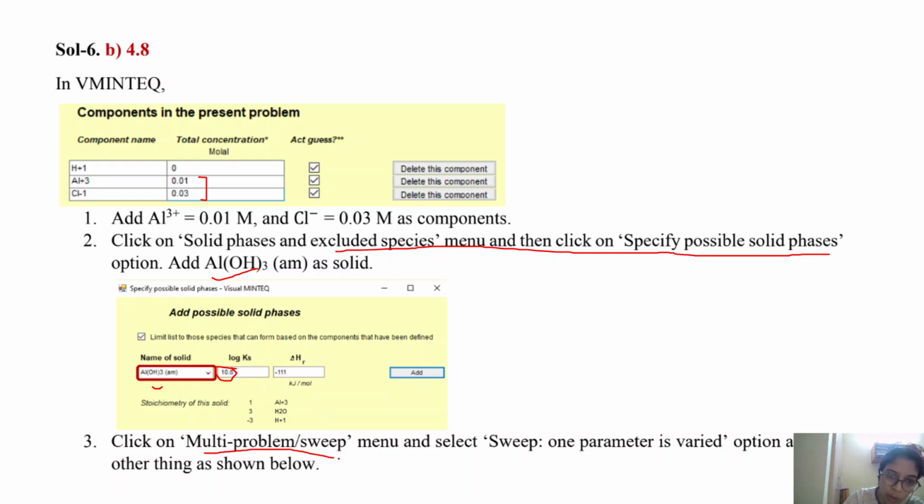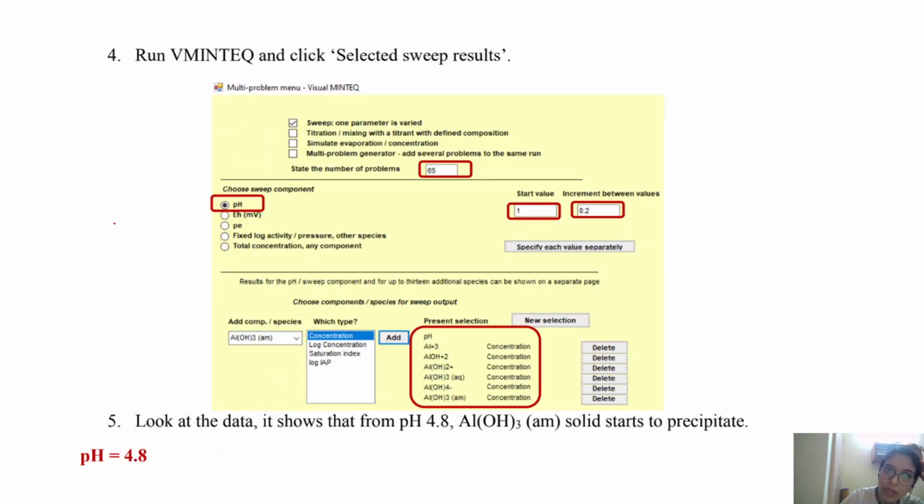So click on the multi-problem or sweep menu and select sweep. One parameter is varied option, and add other things as shown below. Okay, this pH, we will add other components, type is concentration. So these are the different things that we will add. The common complexes we will select. Okay, these are important. So we will run Visual MINTEQ and select the sweep result. So this is the menu that we will get.